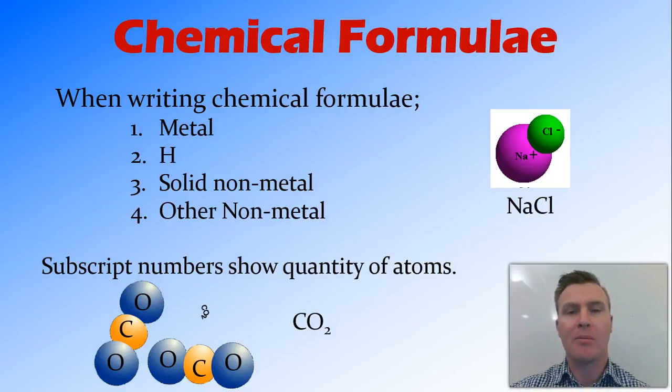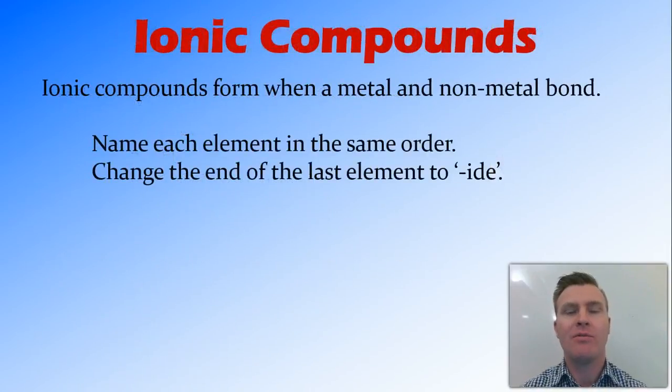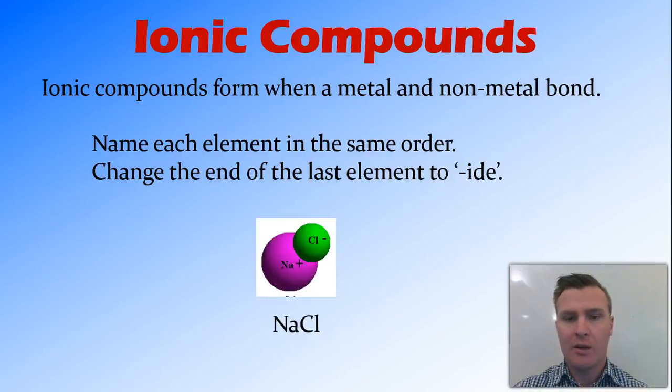Once we've written the chemical formula, we just need to name the compound. Now there are 2 different types of compounds which we are going to learn about. The first one is an ionic compound, and it occurs when a metal and a non-metal bond together. An example that we had before was our sodium and our chlorine, sodium being a metal, chlorine being a non-metal.